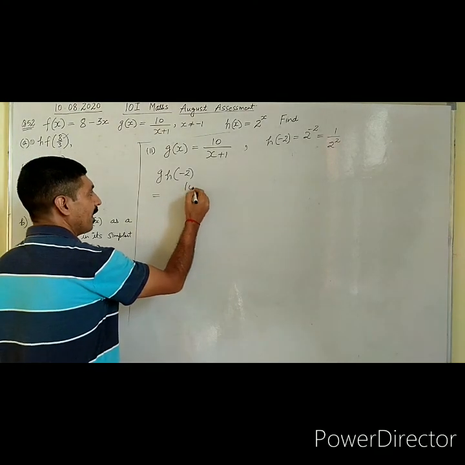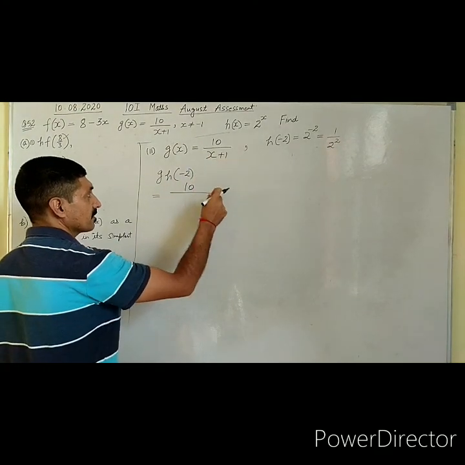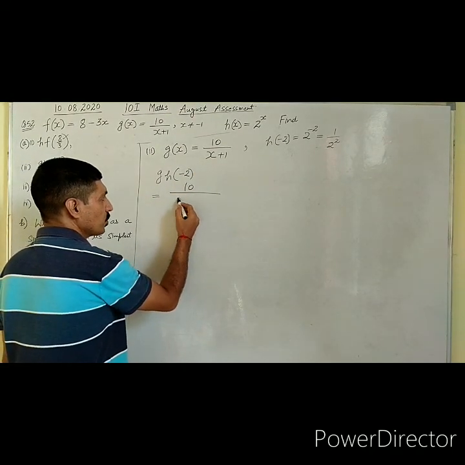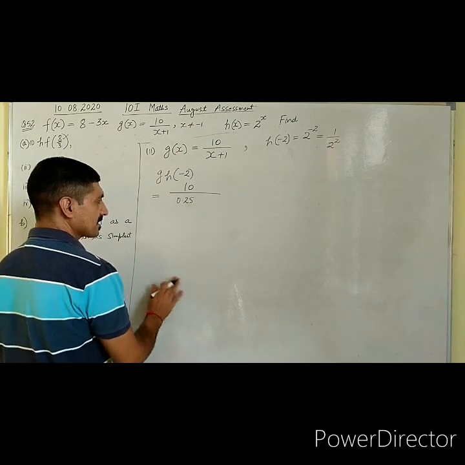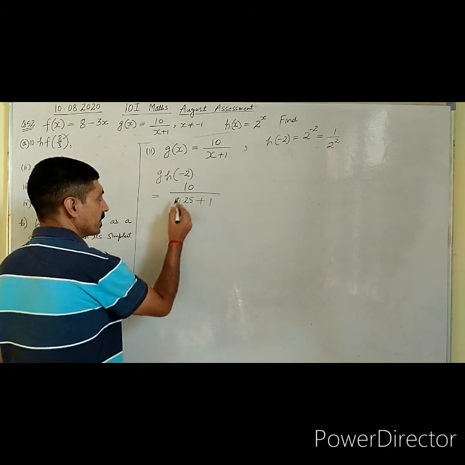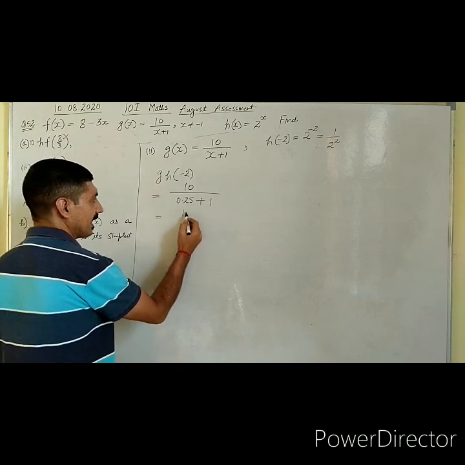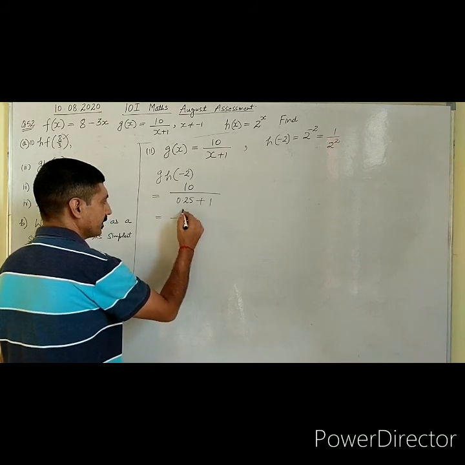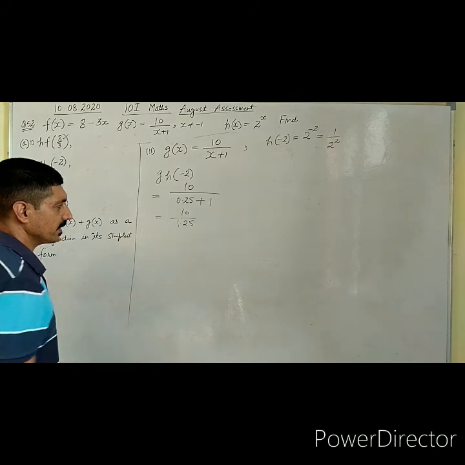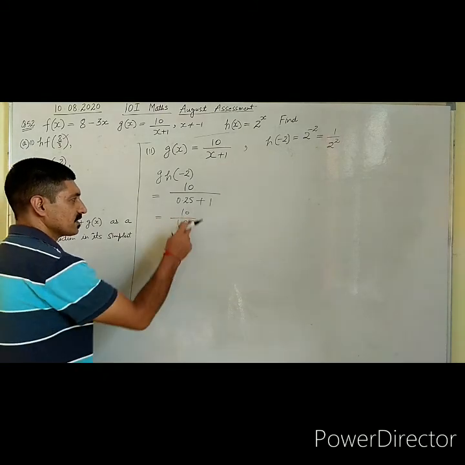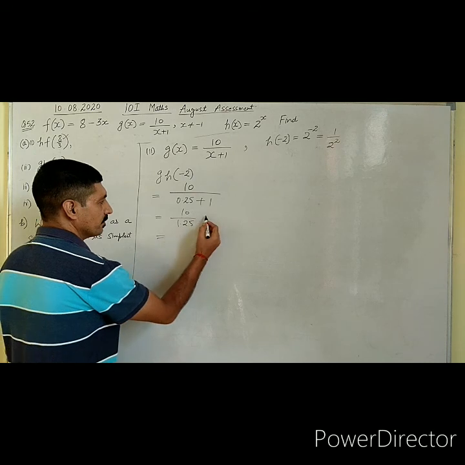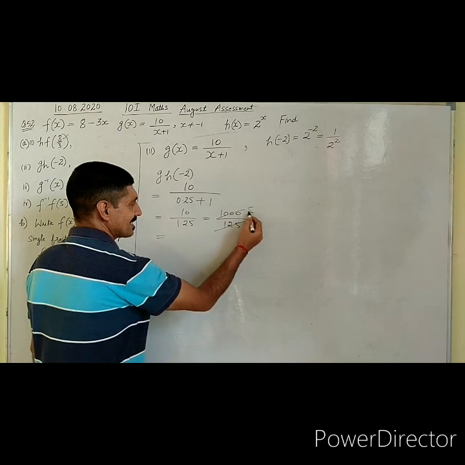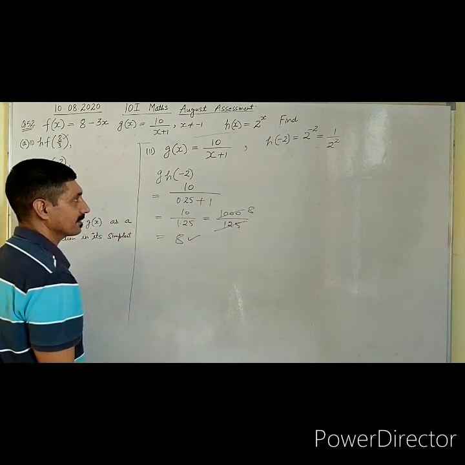So g is 10 upon x plus 1, and in place of x we substitute 1 by 4, that is 0.25 plus 1. So we have 10 upon 1.25. When we take the LCM upwards, that is 1000 upon 125, so the value is 8.